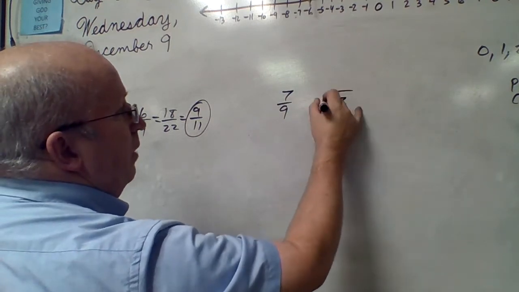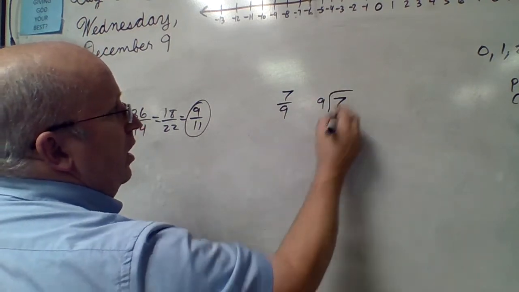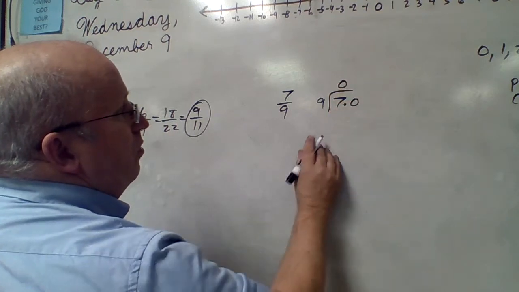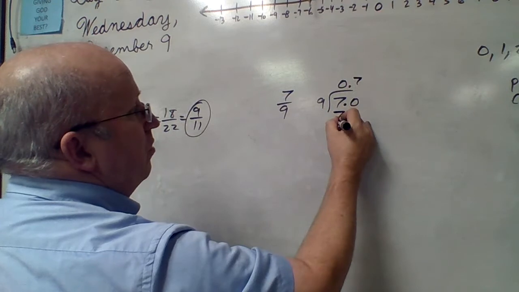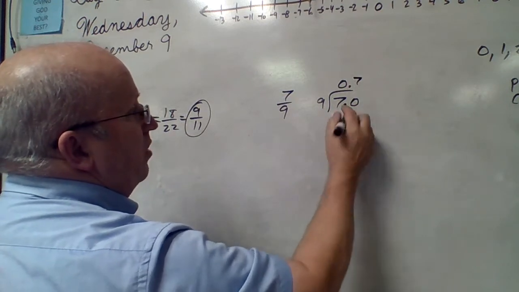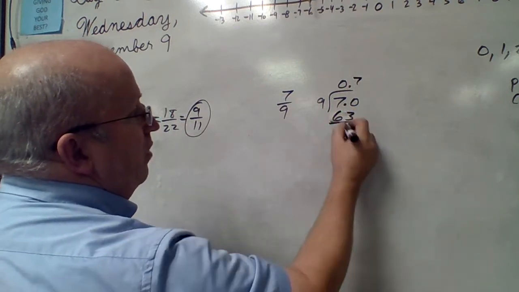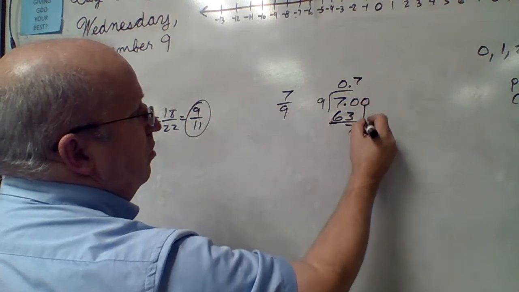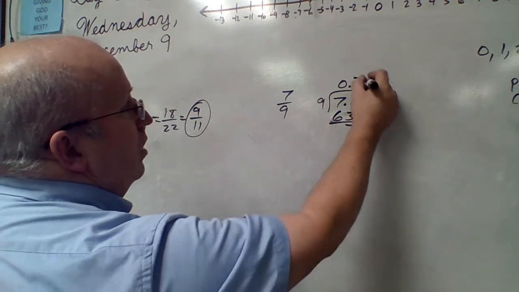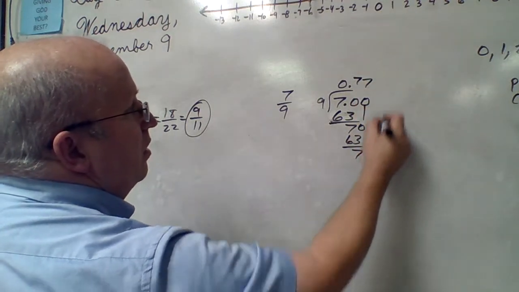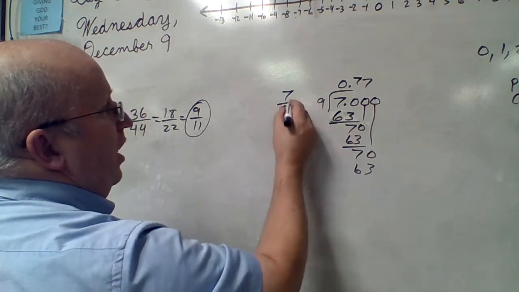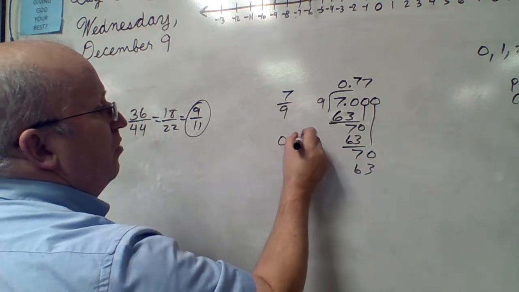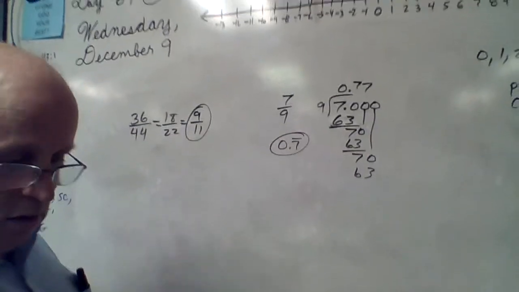I divide the top number by the bottom number. 9 goes into 7, 0 times. But 9 goes into 70, 7 times. And when I do that, I get 63. If I subtract, I get a 7. Oh, do you see what's about to happen? We're going to get some repetition going on here. Over and over again. The decimal value of this is 0.7 repeating.